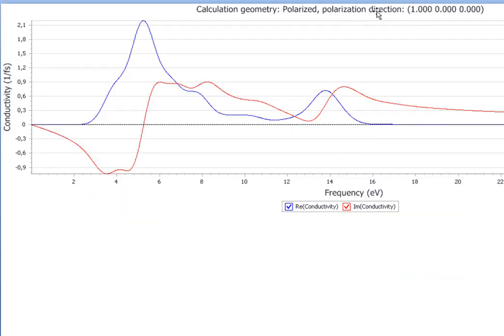In the same polarization direction, the conductivity is also calculated. Here we can see the real and imaginary parts of the conductivity. The real part is represented by the blue curve, and the imaginary part of the conductivity is represented by the red curve.